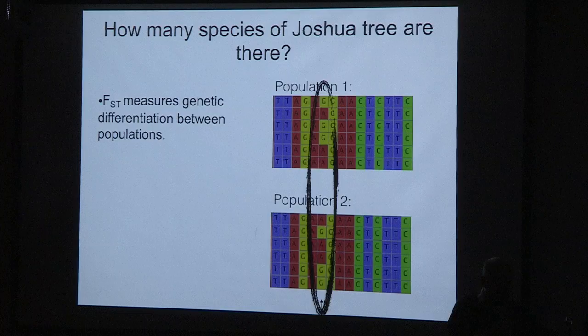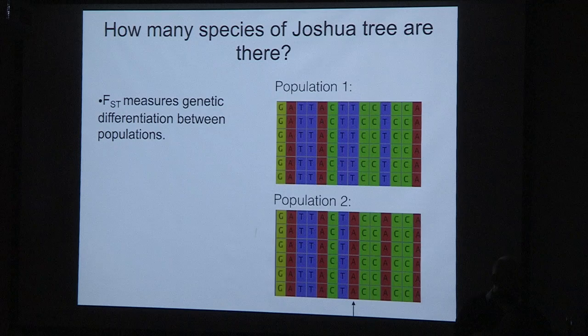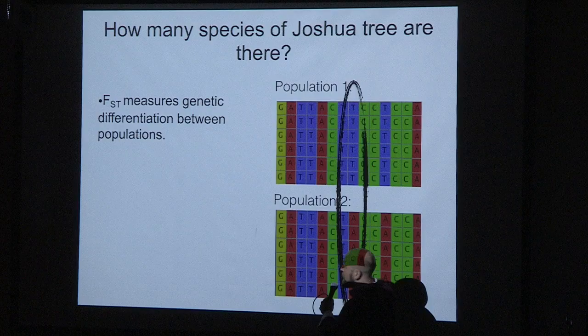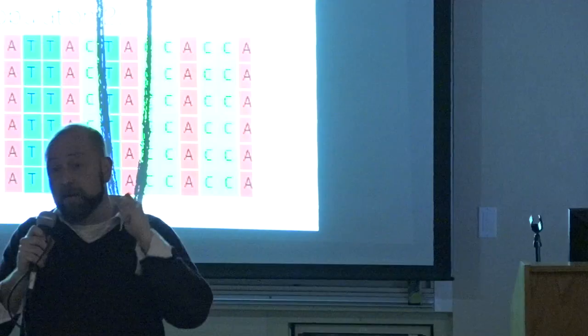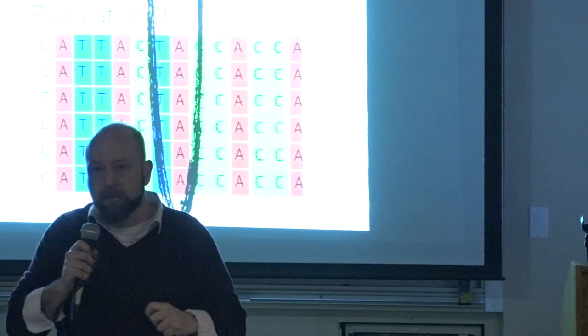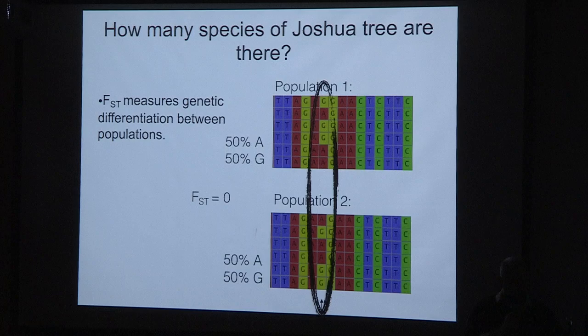Alternatively, we might look at another place in the genome, like this one, and see here, everybody from population two has an A, and everybody from population one has a T. Those two populations are as different from one another as they can possibly be at that site. So either no difference in frequency, FST of zero, or 100% difference, an FST of one.